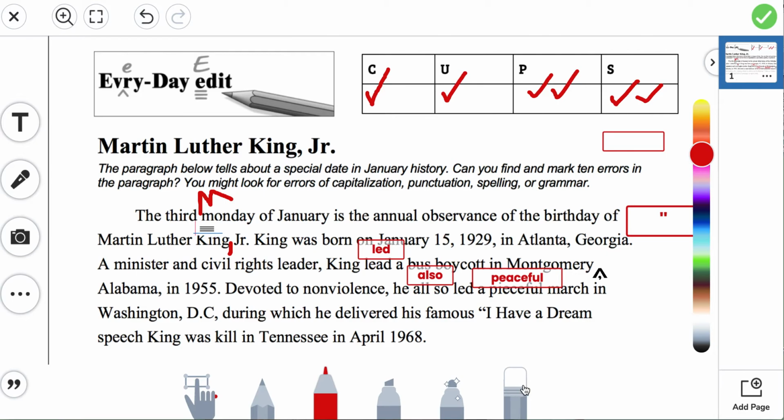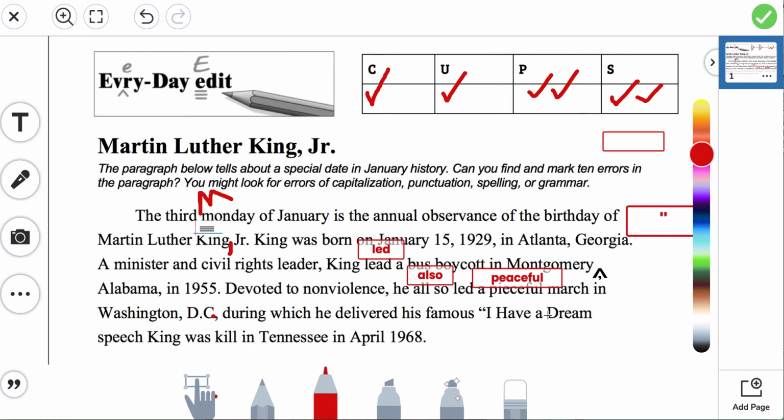Peaceful march in Washington, D.C. Now, D.C. is abbreviated for District of Columbia. And whenever you abbreviate, you always need a period after each uppercase letter. So we have D, and then we have the period, and then the C, we are missing our period before the comma. So we're going to get our little marker and just put a period before the comma after the C. During which he delivered his famous "I have a dream" speech.